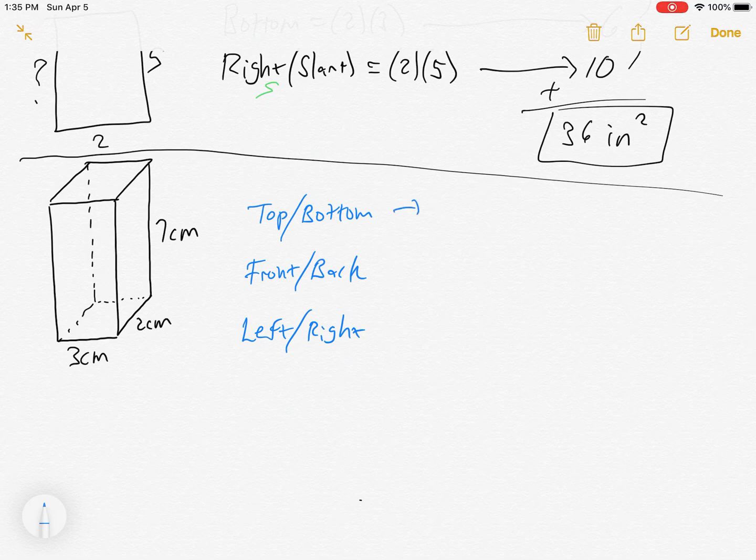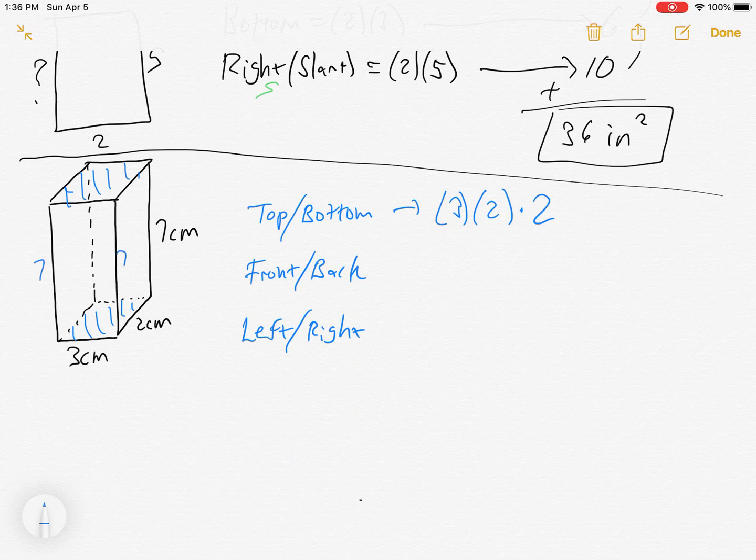So the top and the bottom. Well, let's look at the bottom there. That is 3 times 2. And there's 2 of those, so I'll multiply it by 2 because there's a top and a bottom, right? I'm just going to leave those lines there this time.